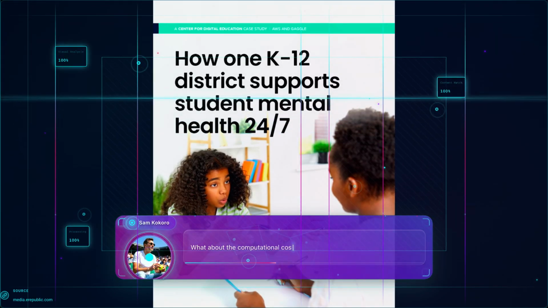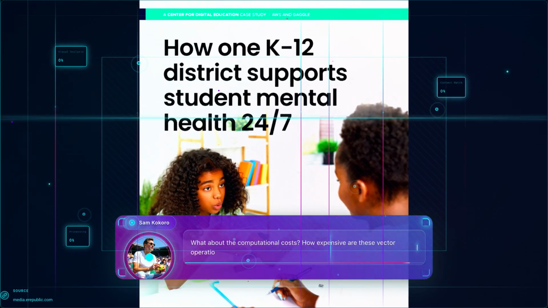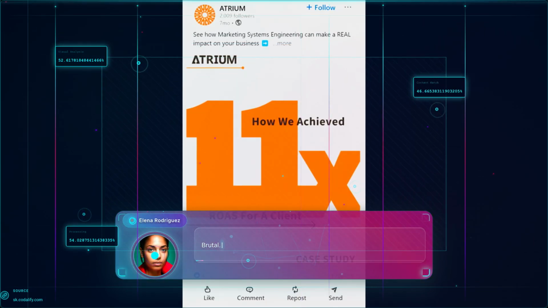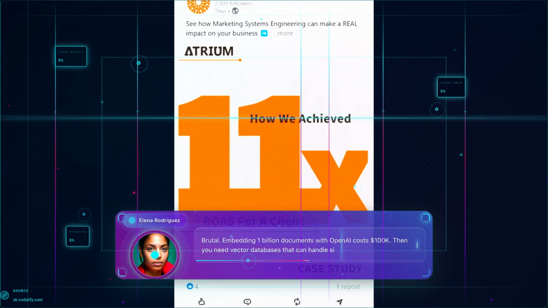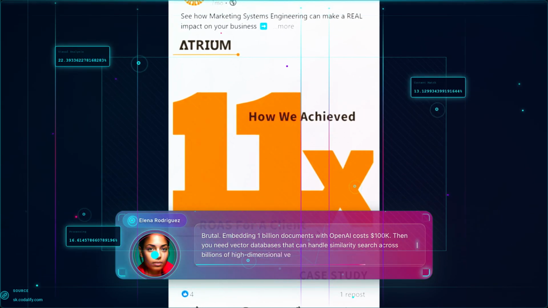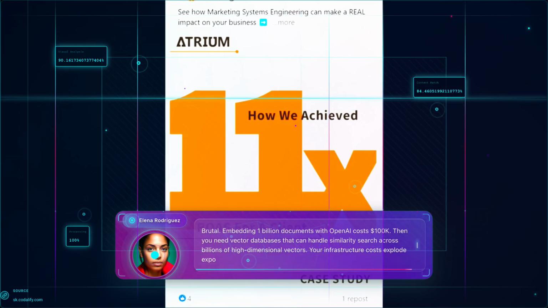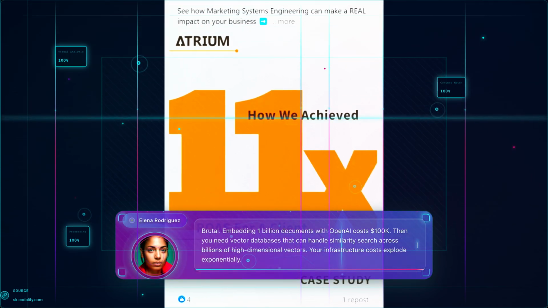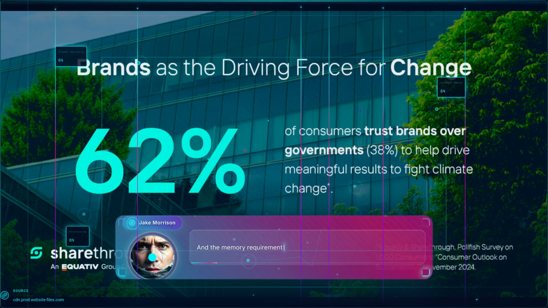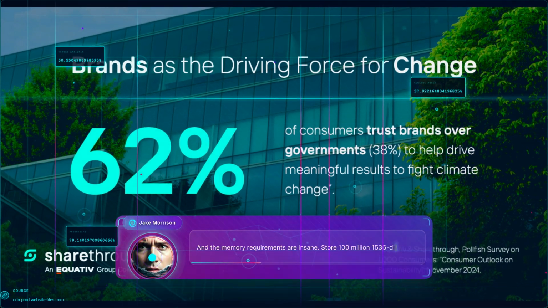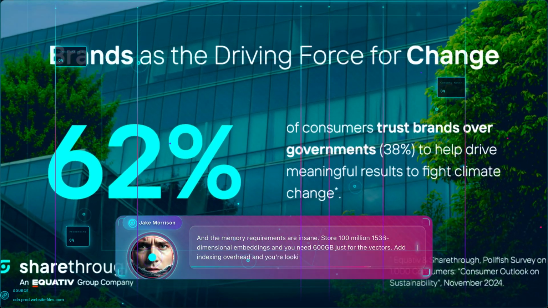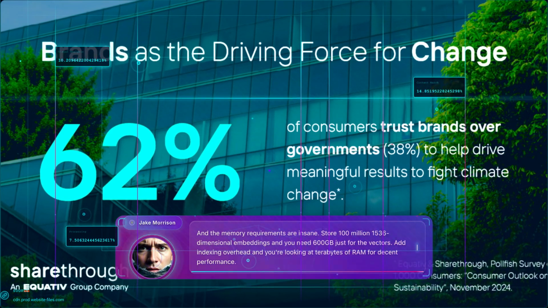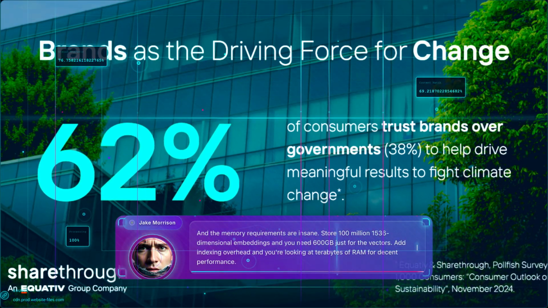What about the computational costs? How expensive are these vector operations? Brutal. Embedding 1 billion documents with OpenAI costs $100K, then you need vector databases that can handle similarity search across billions of high-dimensional vectors. Your infrastructure costs explode exponentially. And the memory requirements are insane. Store 100 million 1536-dimensional embeddings and you need 600 gigabytes just for the vectors. Add indexing overhead and you're looking at terabytes of RAM for decent performance.